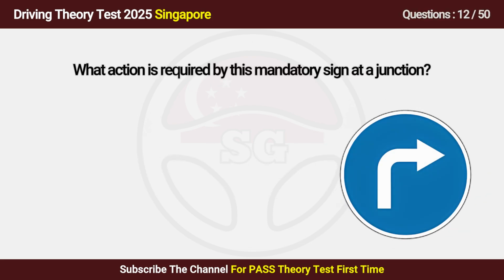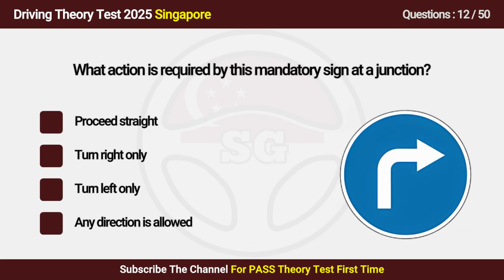Question 12. What action is required by this mandatory sign at a junction? A. Proceed straight. B. Turn right only. C. Turn left only. D. Any direction is allowed.